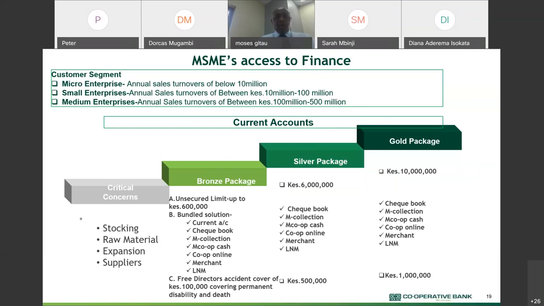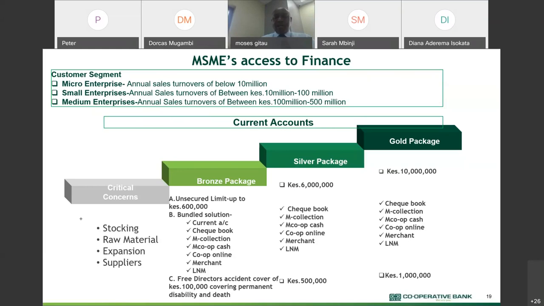Under a bronze package, working capital, which is a daily need, goes with an unsecured limit, a limit for which you don't provide any security, of up to 600,000. The silver package, for the small enterprises, goes with an unsecured limit of up to 6 million. And the gold package goes with an unsecured limit of up to 10 million. Of course, this is subject to qualification because you have to meet the criteria.